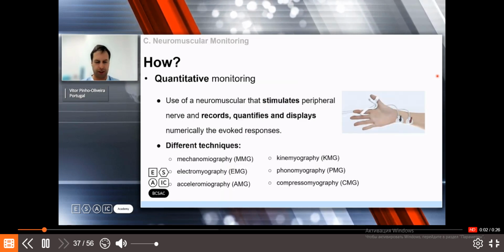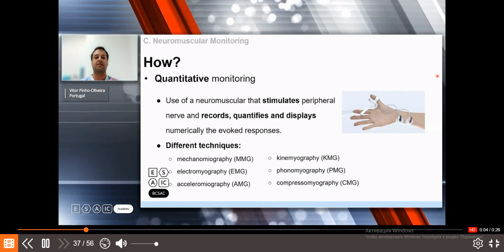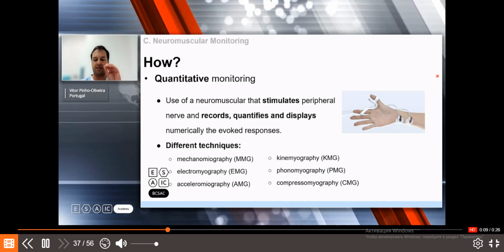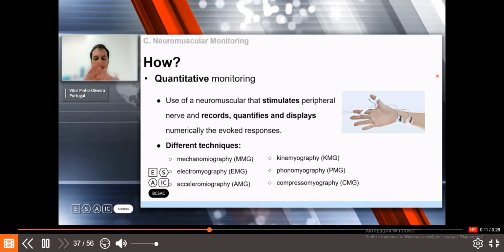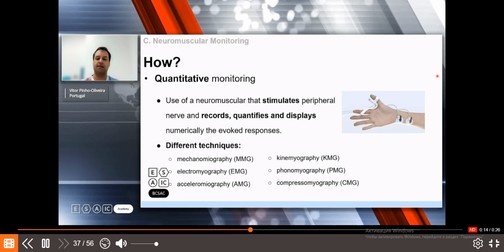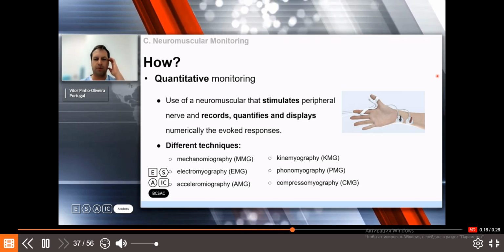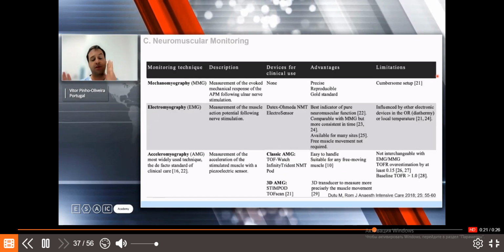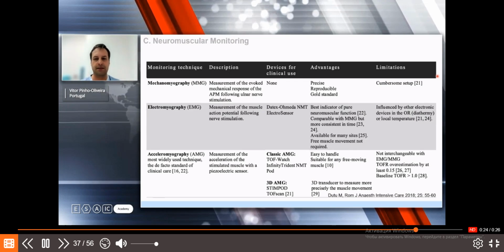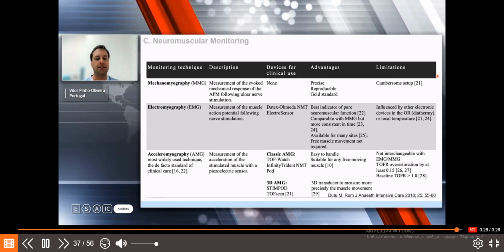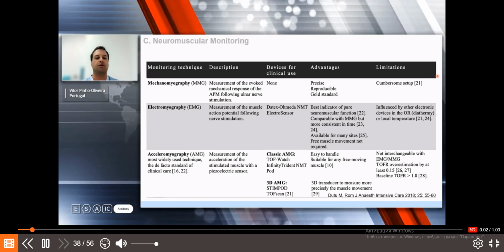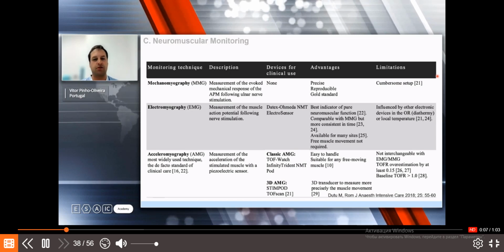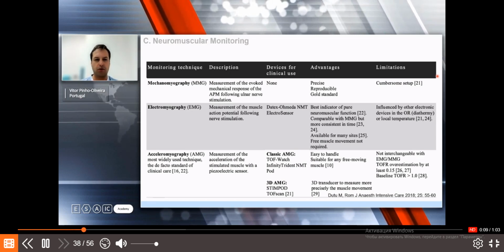So quantitative monitoring is the use of a neuromuscular monitor that stimulates a peripheral nerve, records, quantifies, and displays this evoked response. There are a whole lot of techniques to do that: mechanomyography, electromyography, acceleromyography, lots of them, some of them more on investigational ground. These are the most common types of monitoring techniques that we use. The mechanomyography is precise, reproducible, and it's considered to be the gold standard.